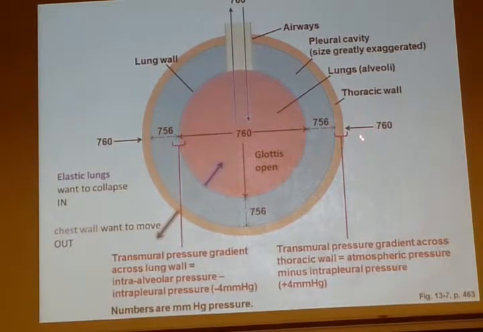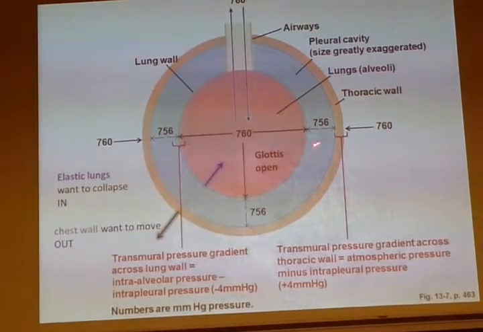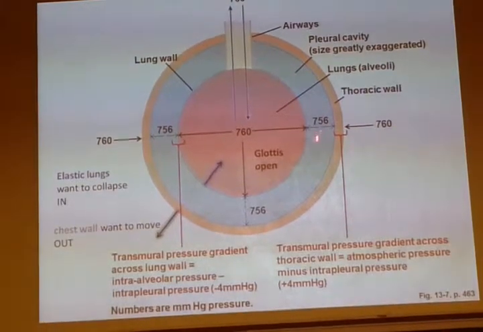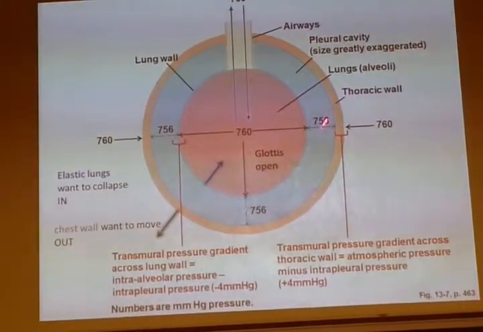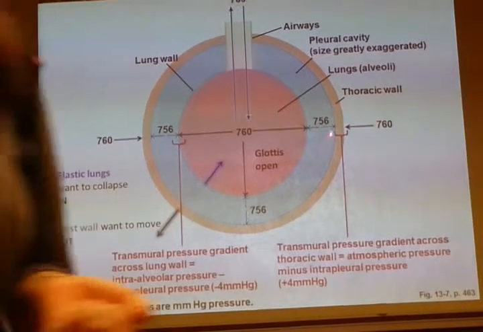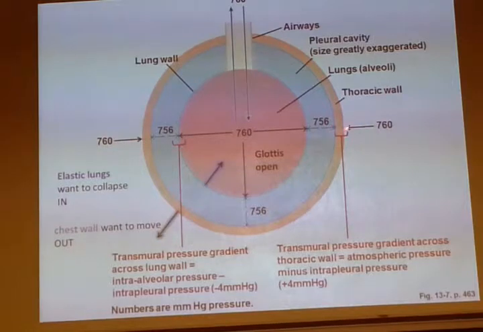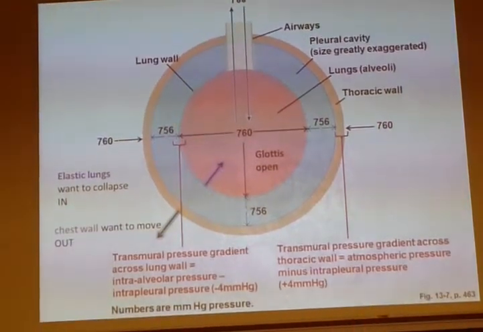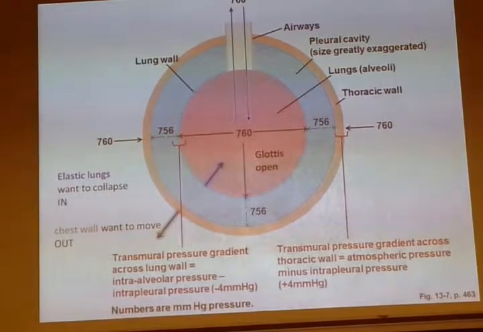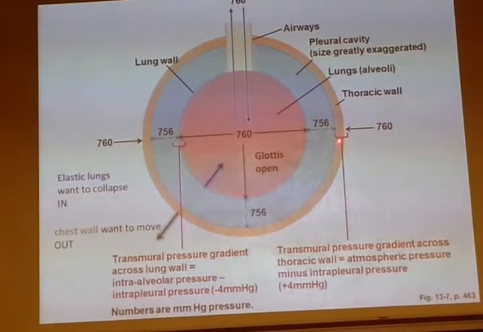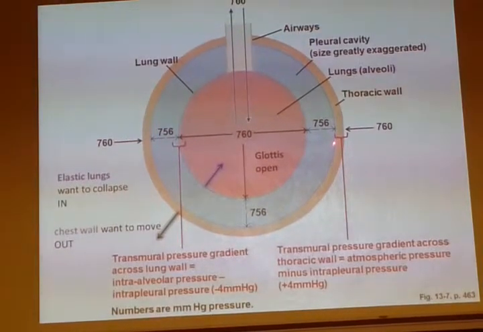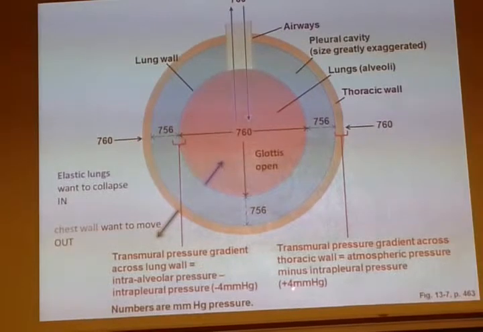The pressure of the outside air, which is atmospheric at sea level, is 760. That versus what is in the pleural cavity, or intrapleural space, which is 756. So 756 minus 760 gives you, I got this. So this transmural pressure is minus 4 millimeters of mercury.